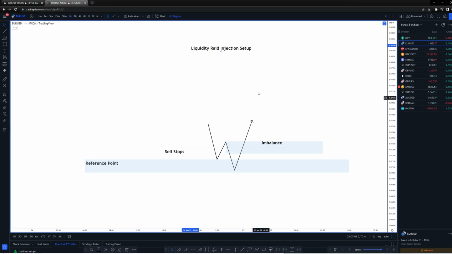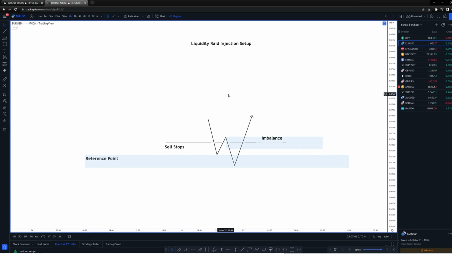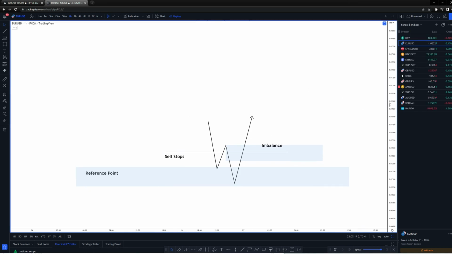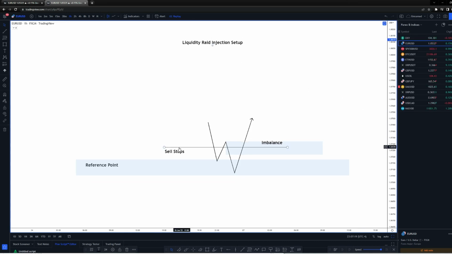It's very similar to the OTE setup, in the sense that we essentially have some clear level of liquidity pool. For this one, on the downside, we'll have some sell stops. So we'll have the market come down during a specific session. Again, it has to be during the New York session or the London session, where the market breaks through the sell stops into an area of a reference point.